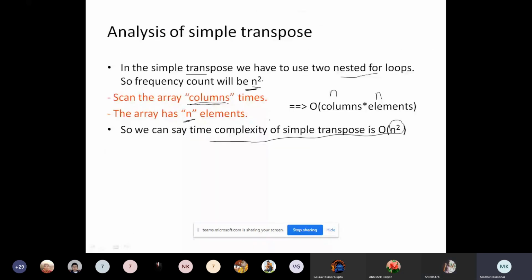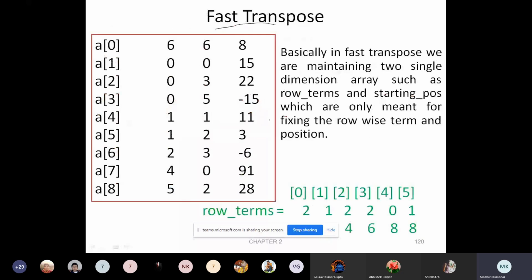Now for that, shall I explain the theory part first and then the example, or first we take an example? Example. Let's take the example directly, because if I explain the theory, you will not be able to understand.